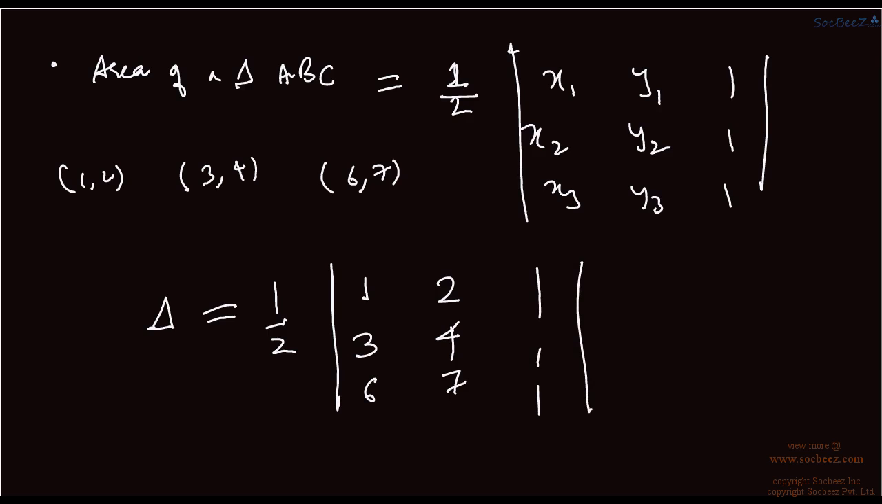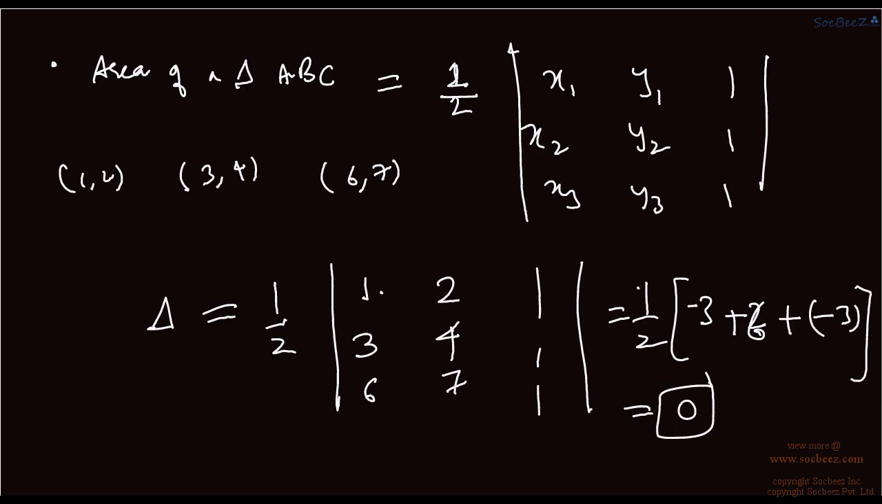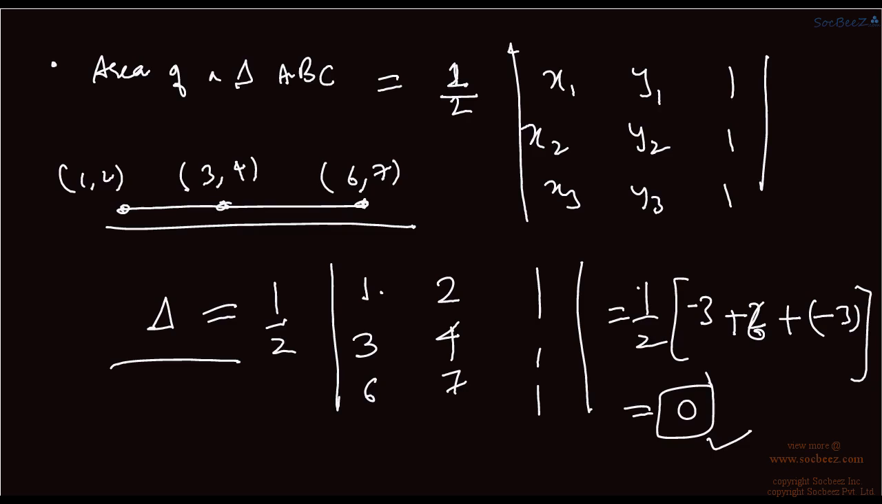Fine. So, what is this going to be? The determinant of this: 1 into (4 minus 7), that is minus 3, minus 2 into (3 minus 6), that will be 6, plus 1 into (21 minus 24), that is minus 3. So this will give you 0, as these are collinear. As this gives you 0, they are collinear points, they lie on a single line, and that's why the area is 0. But you can always calculate a different area. Now we are going to discuss the slope formula.